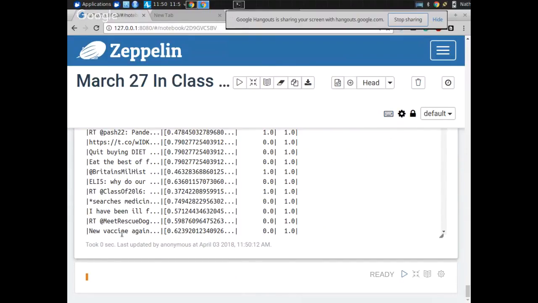Well, okay, this is not terribly inspiring as classification. Britain's military history classified as health related as one. And yet searches medicine is zero. So I want to evaluate this a little bit more, revisit this, because it's not clear that this is a terribly competitive model right now.